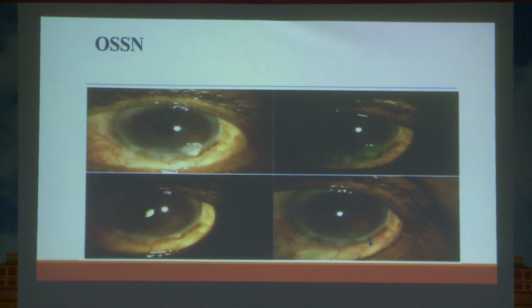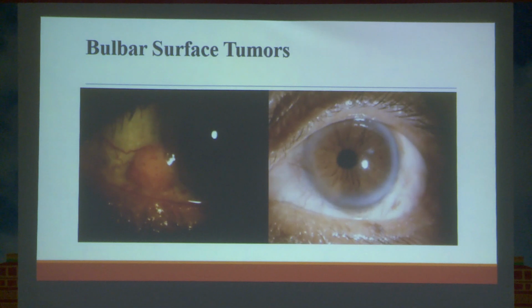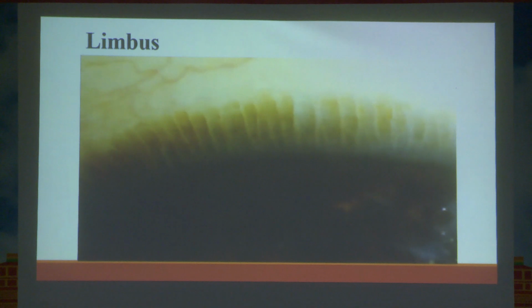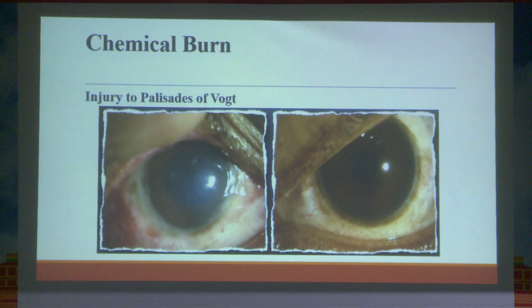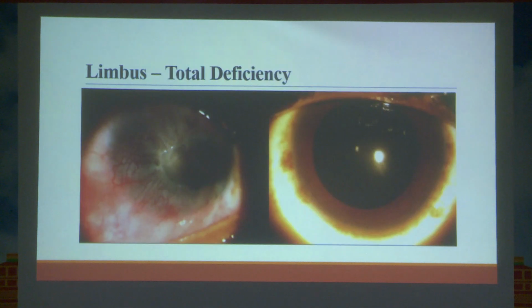Then OSSN, another cause of ocular surface disease, interferon alpha 2b is known to give good results in very localized ones. However, if it is a diffuse one, the no-touch technique can be used, and AMT also, if needed. Lastly, we come to the limbus with the limbal stem cells. This is a case of chemical burn. We can see acute damage of the limbal stem cells. This is the normal eye. This is another case where there is total deficiency.